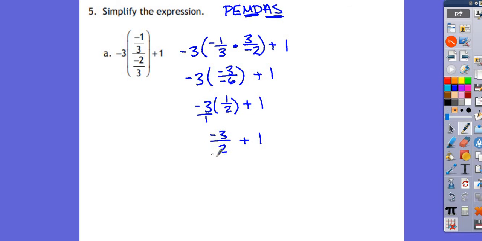I think it would be easier to look at this as a mixed number. 2 goes into 3 one time, 1 left over, plus the 1. So if I owe someone $1.50 and I pay them $1, do I still owe them money? Yes, the dollars cancel out and I still owe them $0.50. So negative a half would be my final answer for A.